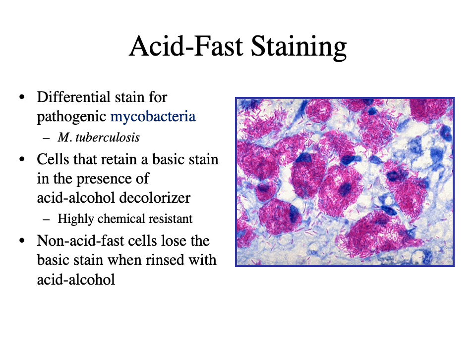You leave on that primary stain for 5 minutes so that it can penetrate that waxy material. It is a long stain and it does take a while, but the results are really cool. The non-acid fast cells will lose the stain when they're rinsed with acid alcohol because they don't have that waxy material in their cell walls to hold that stain in. And so when you counterstain with your next stain, you'll have a completely different color.